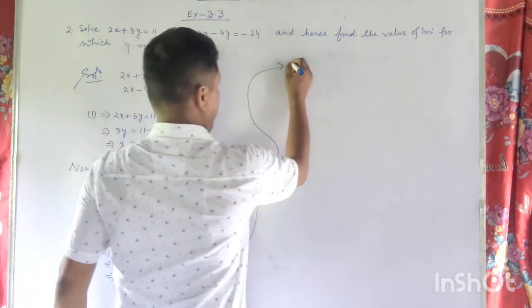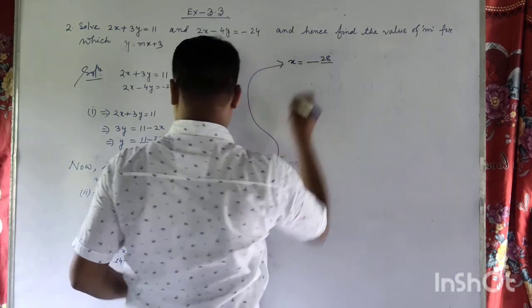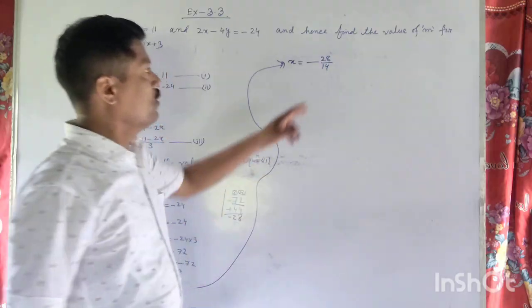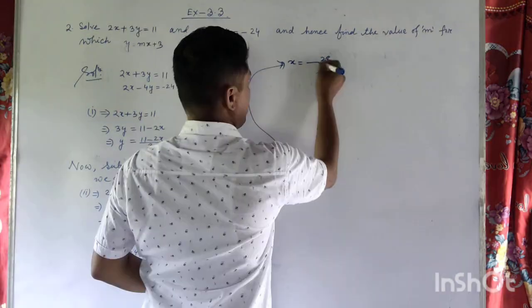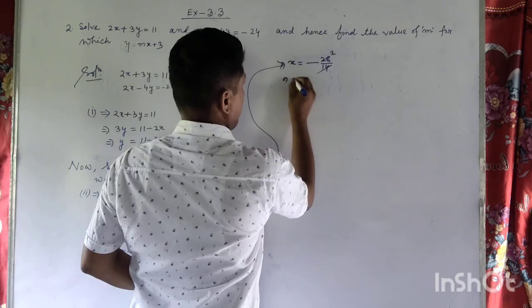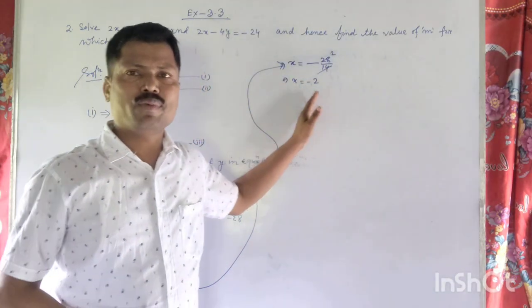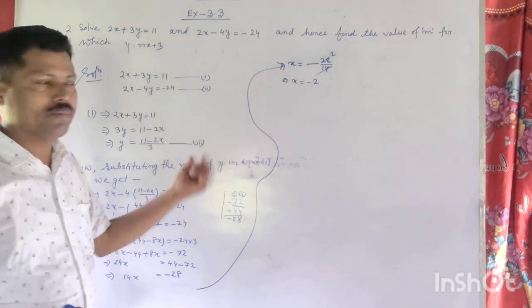After that x is equal to what? Minus 28 divided by 14. So minus 28 by 14, 14 in 28 how many times? 2 times. So x value is minus 2. Now we have to substitute this x value in equation 3.